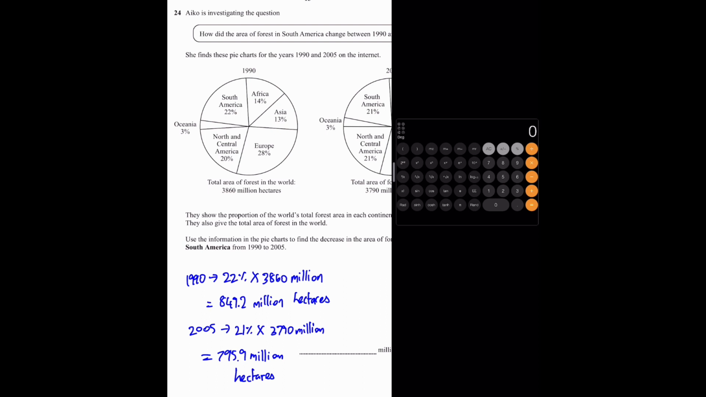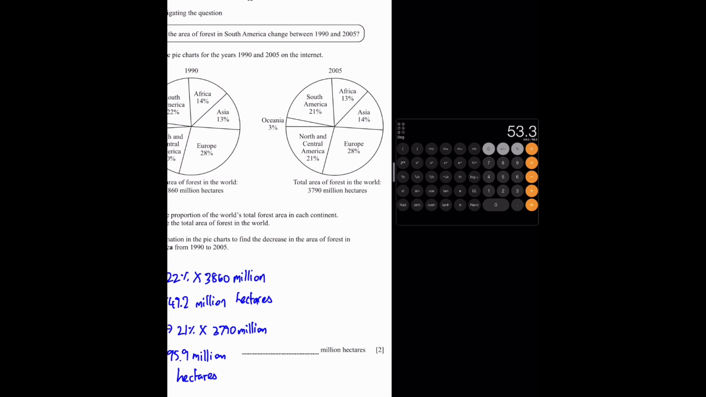Now let's only subtract the values over here. No need for the million. We'll add the million at the end. So now we can do that in the calculator. 849.2 minus 795.9, 53.3. So that's 53.3 million hectares difference or decrease in the area of the forest. That's the answer.